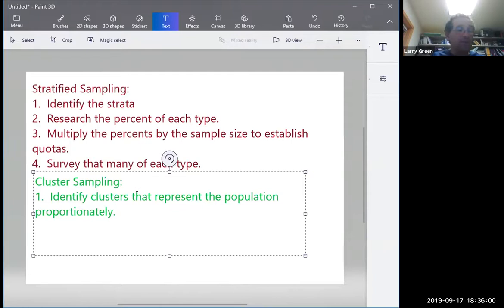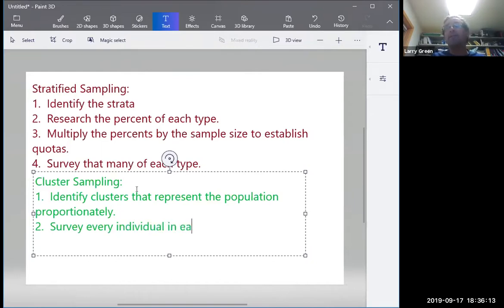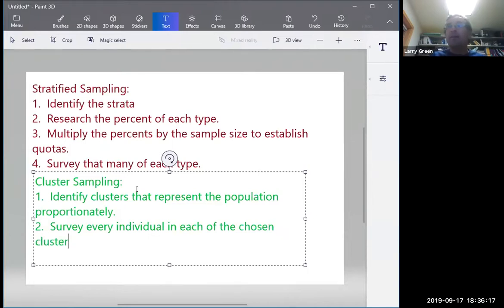Okay, number 2 is survey every individual in each of the chosen clusters. So the nice thing is you don't have volunteer response bias. The other really nice thing is it's logistically much easier.